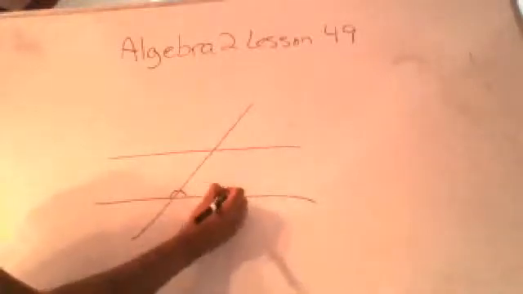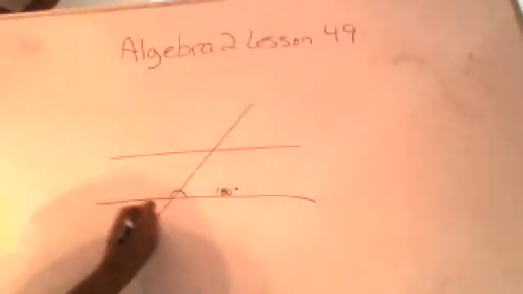Okay, so moving on to 49b. And here we're looking at transversals. We learned earlier, if you have two parallel lines and you cut them with a transversal line, you're going to get angles that are supplementary. The two angles together are going to equal 180 degrees. These two and these two.